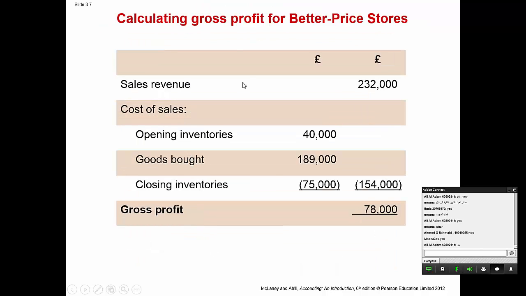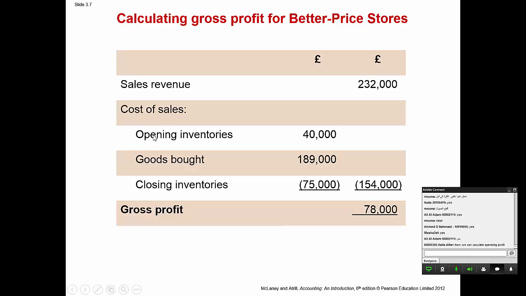How can we calculate the gross profit? Simply by deducting the cost of sales from the sales revenue. Sometimes they will not give you the cost of sales directly. They give you only the opening inventories, the goods bought during the period, and the closing inventory. And you should know that with these three items, you can calculate the cost of sales.